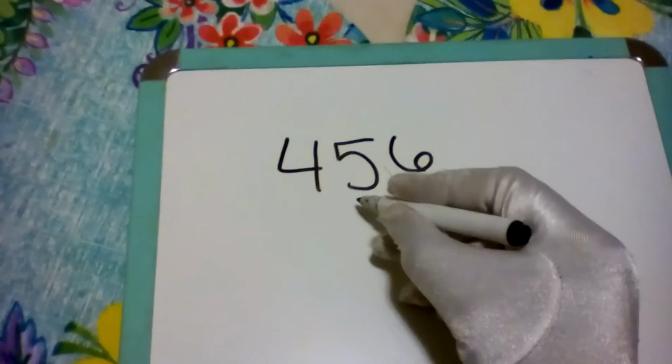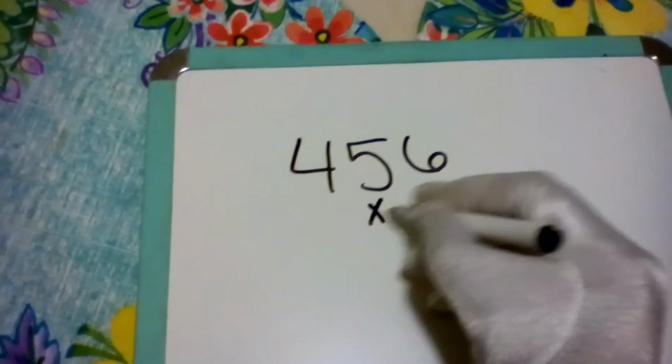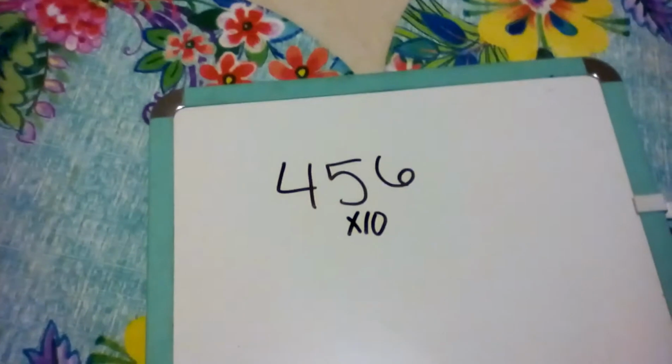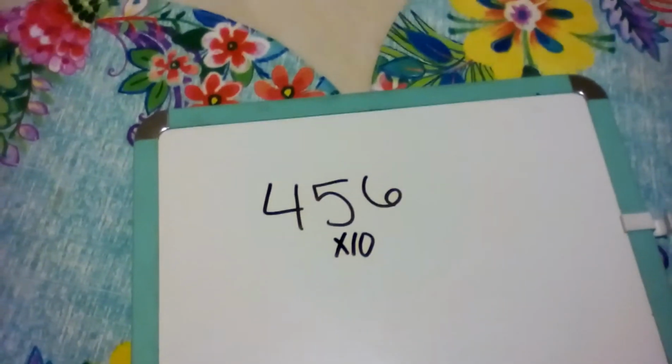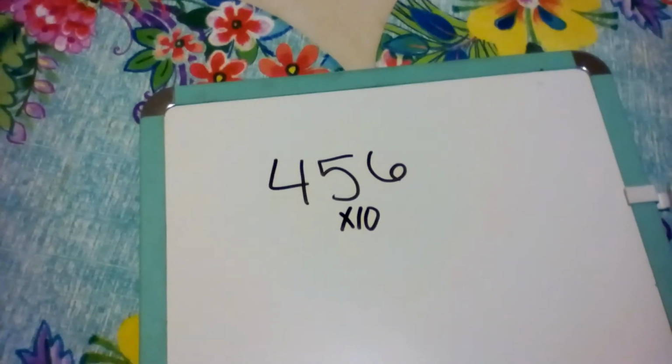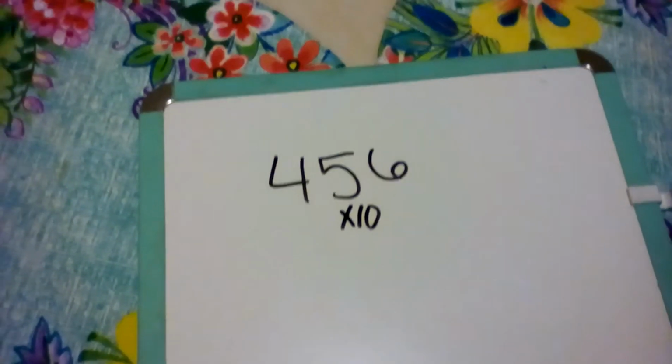That's right. Absolutely. And what's the numerical value of the tens place? Times 10. Absolutely. What place value is the 4 in? Let's say it together. That's right, it's in the hundreds place.